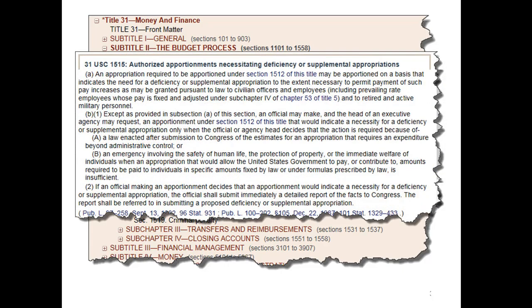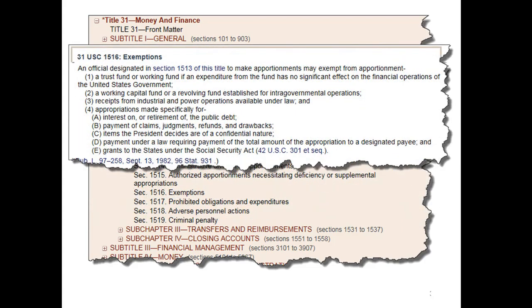Section 1515 establishes the requirements for submitting apportionments that necessitate a deficiency or supplemental appropriation. This process is rarely used anymore. In 1957, this provision was amended to require the head of an agency to certify the need for a supplemental. Section 1516 identifies exemptions to the apportionment requirement. Very few HHS apportionments are exempted.